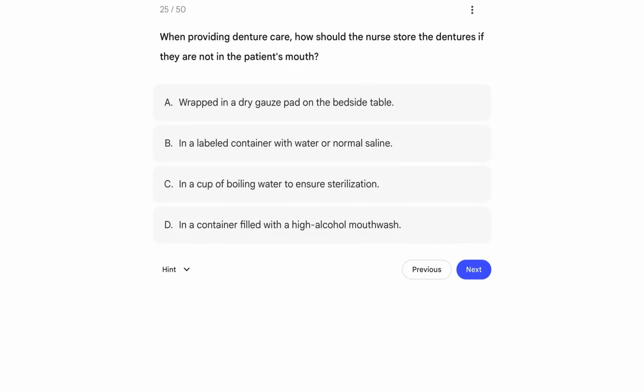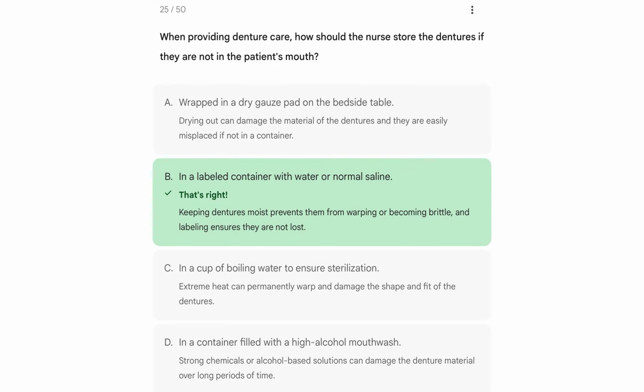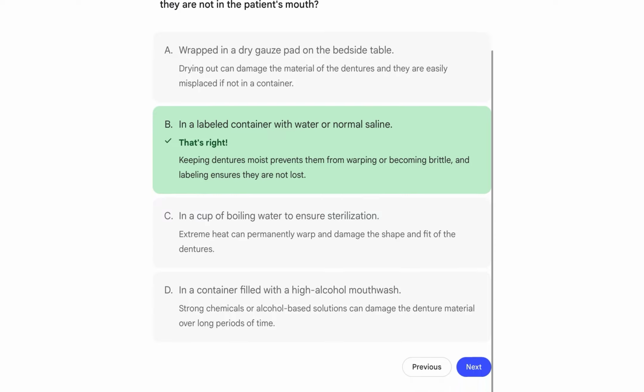Option C, in a cup of boiling water to ensure sterilization, you put that denture into the boiling water and you still make it boil. Is that the answer? Option D, in a container filled with a high alcohol mouthwash. So in that high alcohol mouthwash, you need to keep your denture? Which one is the right answer? Which one? B. Let me see. Yes, good. That is the right answer.